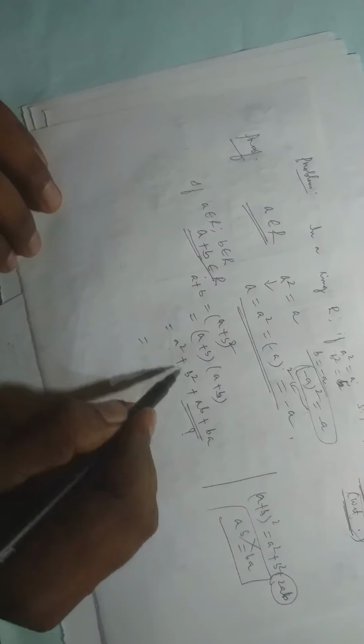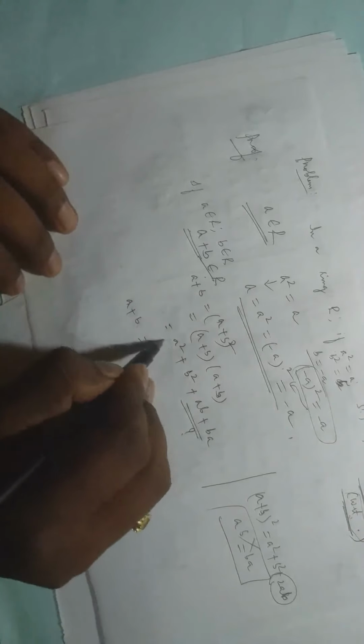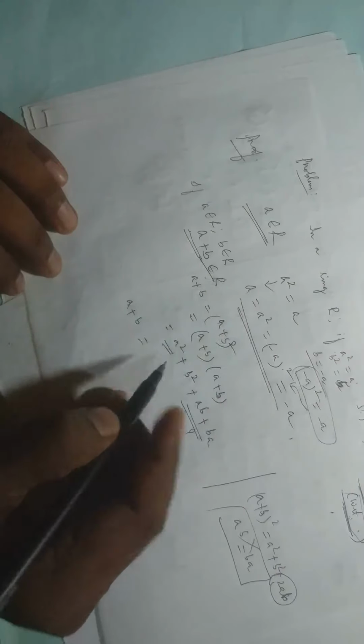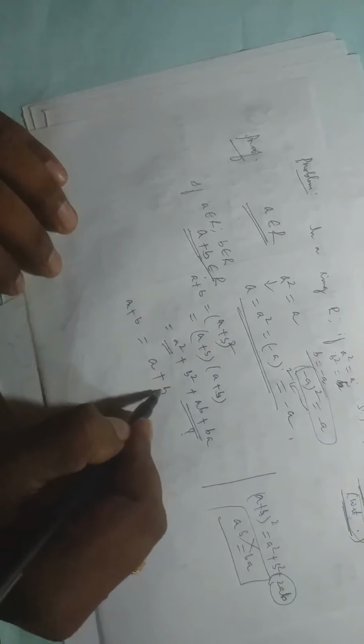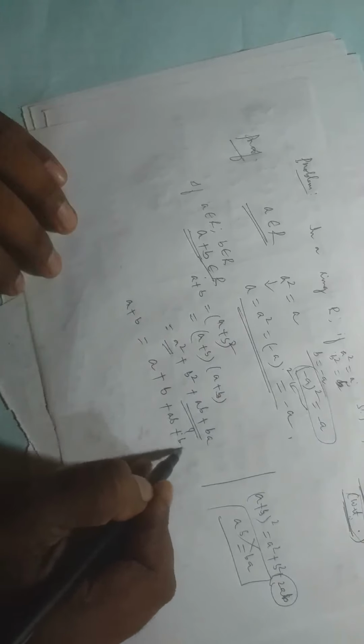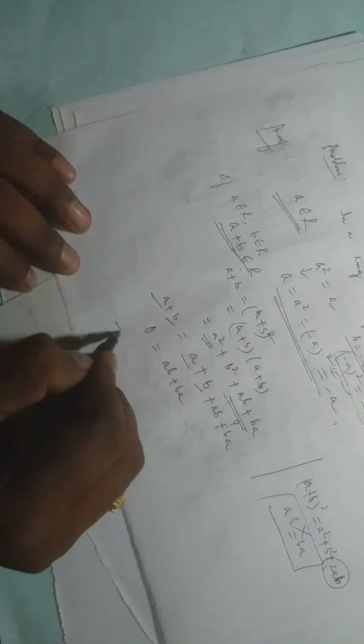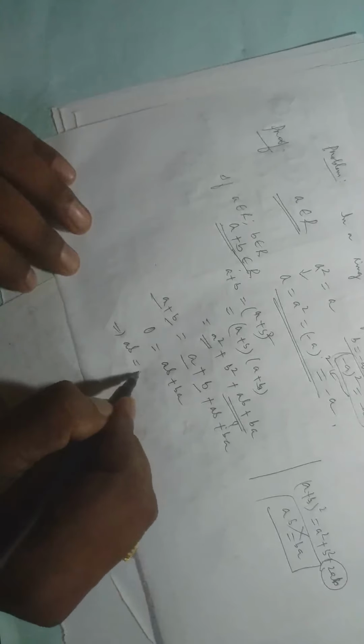So now a square plus b square, ab plus ba is here. Now what is a square according to us? A square is a. What is b square? It is b. So a plus b equals a plus b plus ab plus ba. So by cancellation law, a goes with a, b goes with b. So I have 0 equals to ab plus ba. This will imply me ab equals to minus ba.